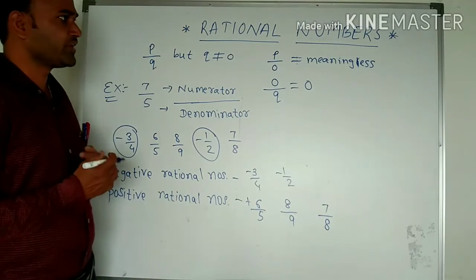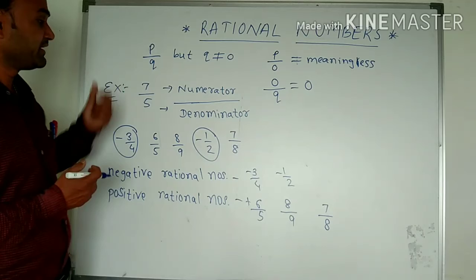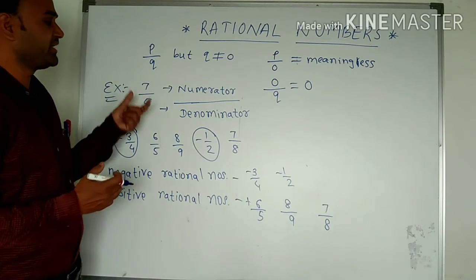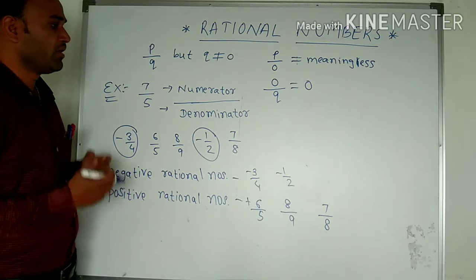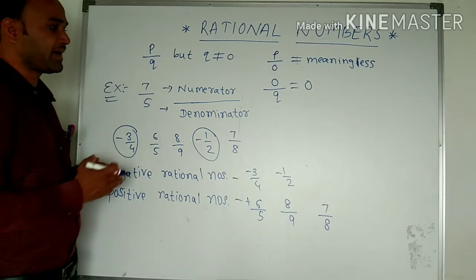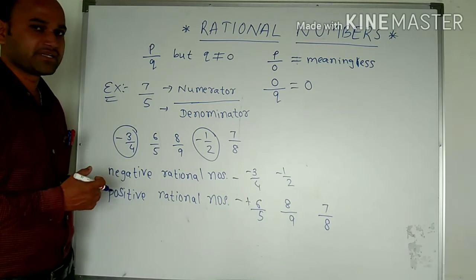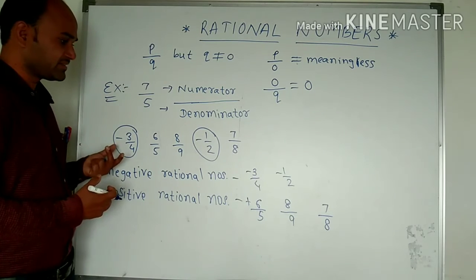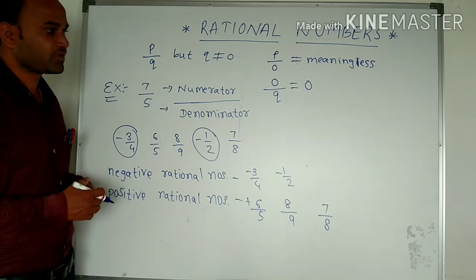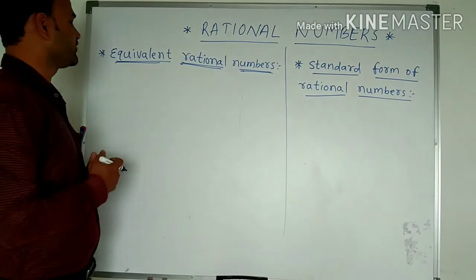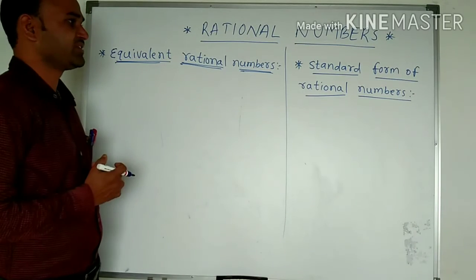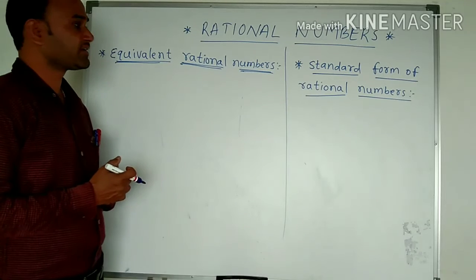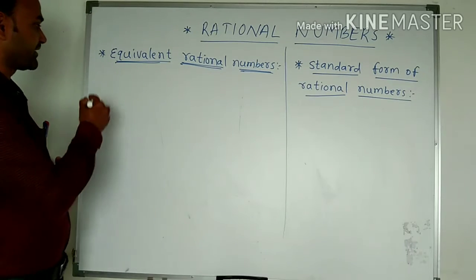So this is what we see in the introductory part. A rational number is written in the form p divided by q, but q is not equal to 0. The upside part is the numerator and the downside part is the denominator. We also saw negative and positive rational numbers. The next point we are going to discuss is equivalent rational numbers and the standard form of rational numbers. What are equivalent rational numbers? We can see with some examples.